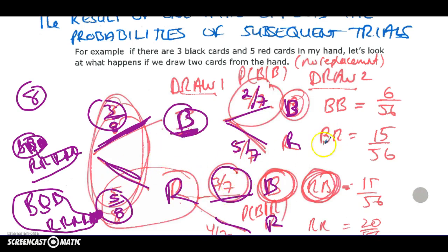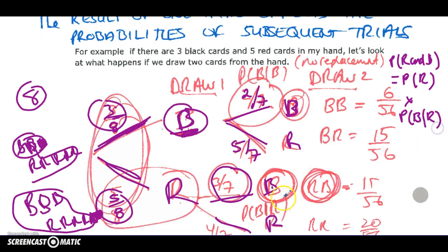And what we call this, and I'm going to show you in the second case, going red and then black. So this is the probability of red and then black. That's equal to the probability of red, which is 5/8, times the probability, and this is a little different, of black given red. So I already drew a red. Knowing that I drew a red, what's the probability of drawing black? That's how I write that.